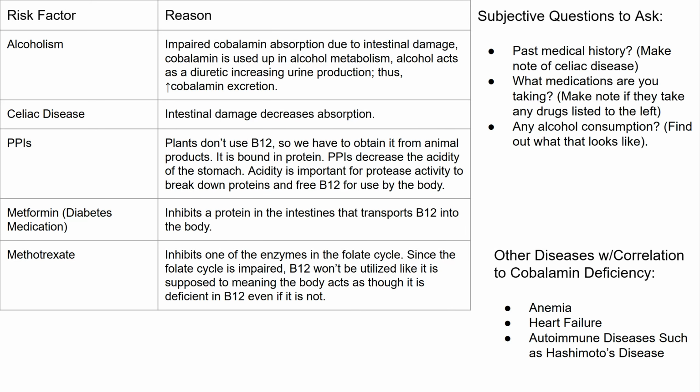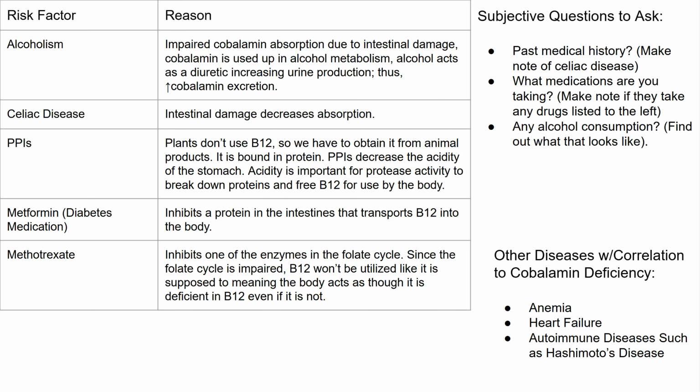Here are some risk factors you can look out for. Alcoholism impairs cobalamin absorption due to intestinal damage. Cobalamin is used up in alcohol metabolism. And alcohol acts as a diuretic, increasing urine production, thus increasing cobalamin excretion. Celiac disease is another risk factor because it causes intestinal damage and decreases absorption.